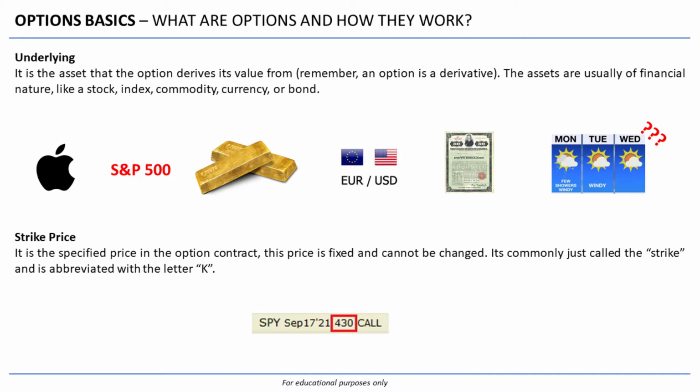The strike price. It is the specified price in the option contract. The price is fixed and cannot be changed. It's commonly just called the strike and is abbreviated with the letter K.